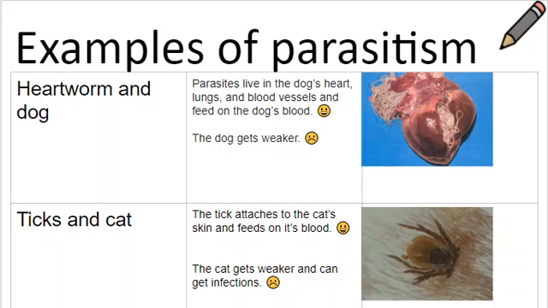The tick and the cat is also an example of parasitism because the tick attaches to the cat's skin and feeds on its blood, so the tick is happy, and the cat gets weaker and can get infections, so it's harmed. In each of the three symbiotic relationships, one species benefits.